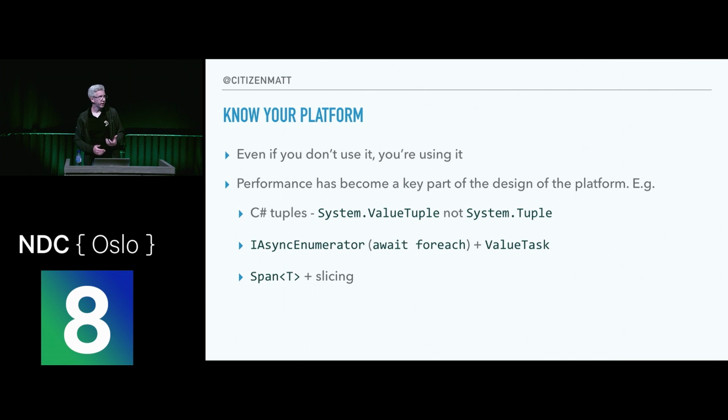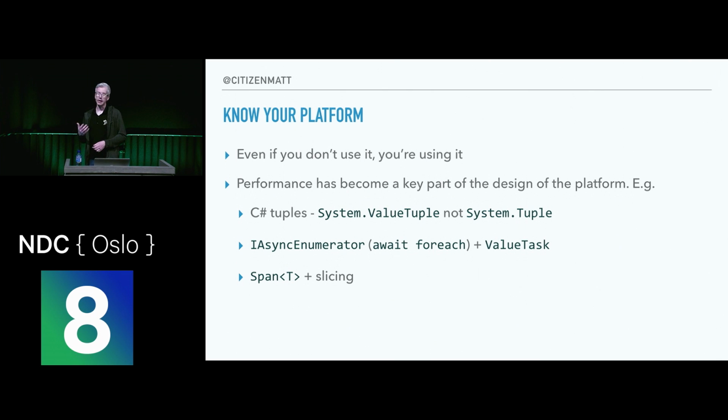But there's another reason which I think is very useful for understanding all this: you should know your platform. Even if you're not actually going to be doing this in your own code, you're still going to be using it in the platform itself. One thing that has changed over recent years with .NET is how performance is a key part of the design of the platform. It's really built in. Every feature that is now being built, there is always an eye on performance. And you can see this in some of the recent features.